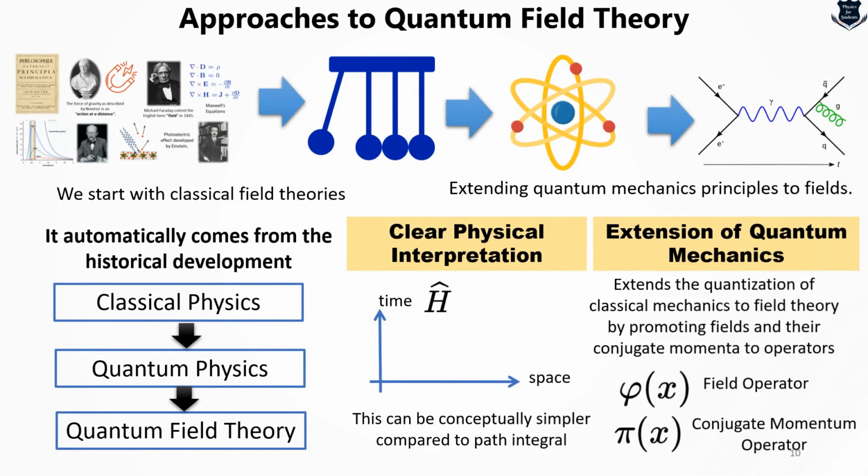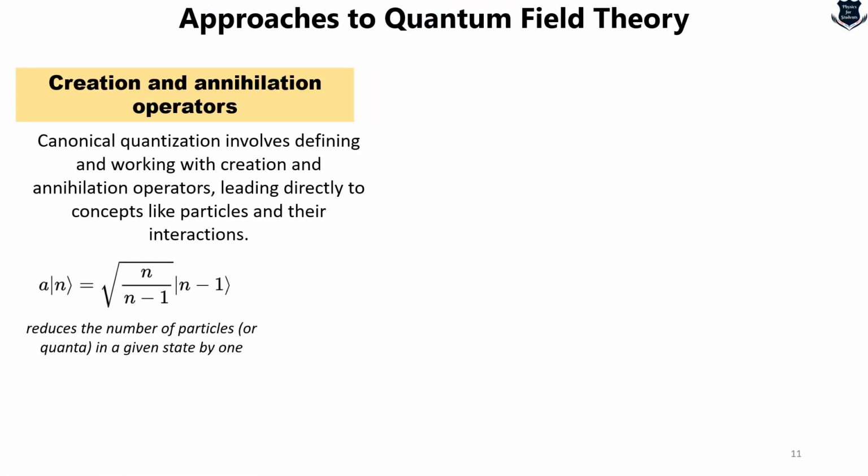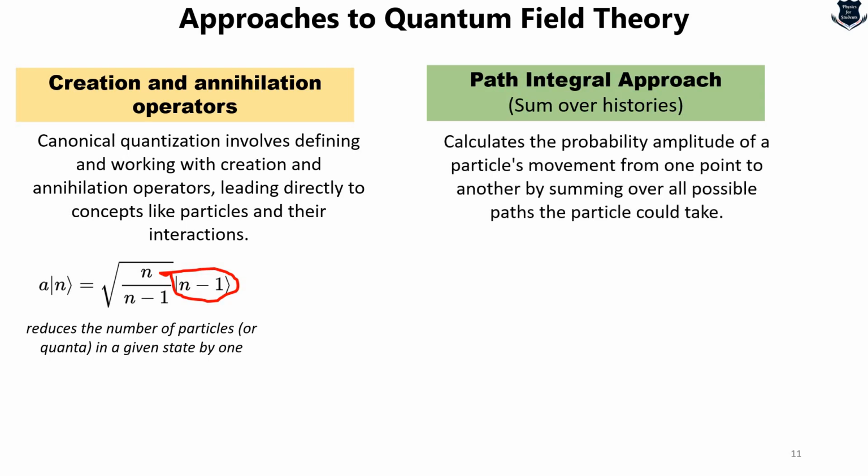If you go back, this page gives you what canonical quantization offers: a clear physical interpretation, an extension of quantum mechanics, and it also helps to understand creation and annihilation operators. Contrary to this, the path integral approach, or the sum over histories, calculates the probability amplitude of a particle's movement from one point to another, but it does not take one path. It takes all the possible paths that the particle could take. It takes every single path. So the central concept is the sum over paths, which mathematically represents the probability amplitude for a particle to move from one point to another.